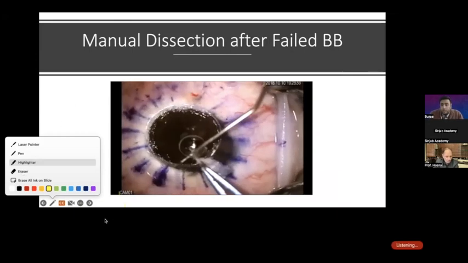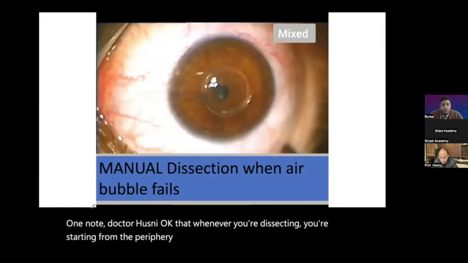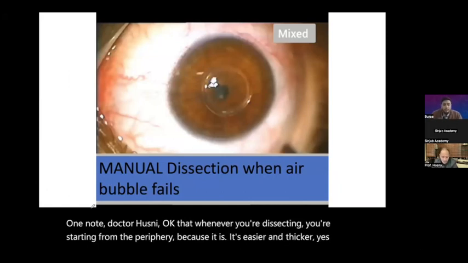One note, Dr. Hosni, is that whenever you're dissecting, you start from the periphery because it is easier and quicker. Yes, of course. Exactly.